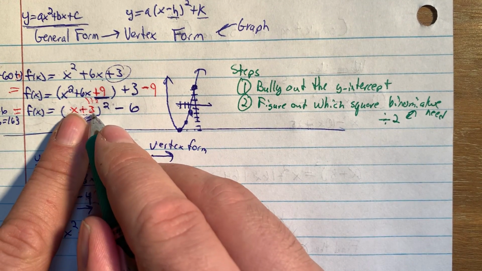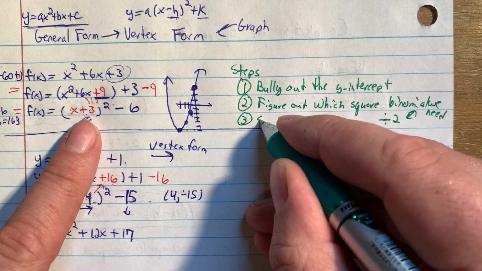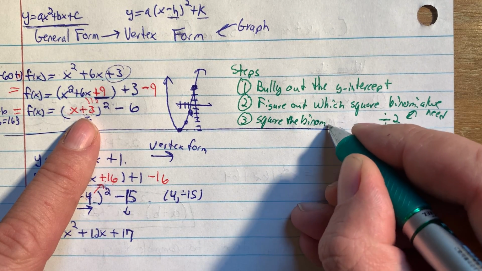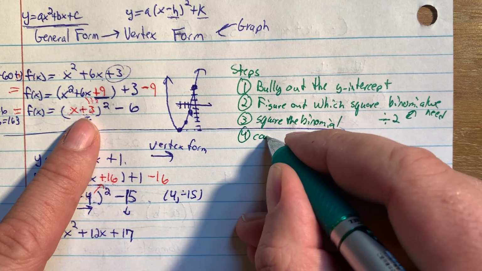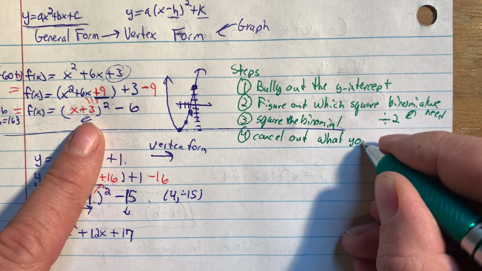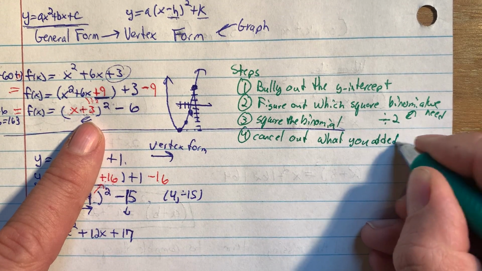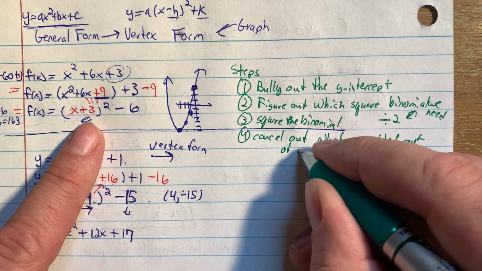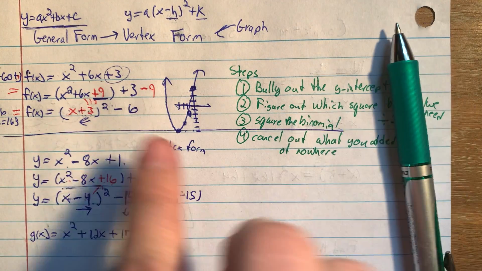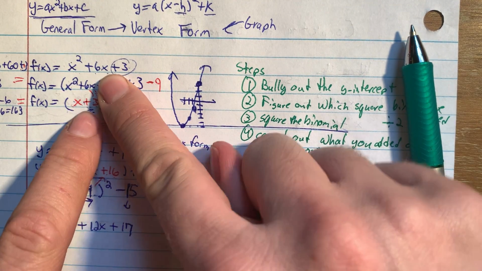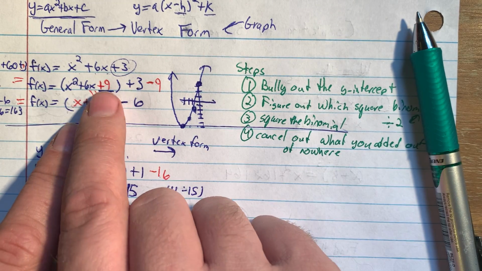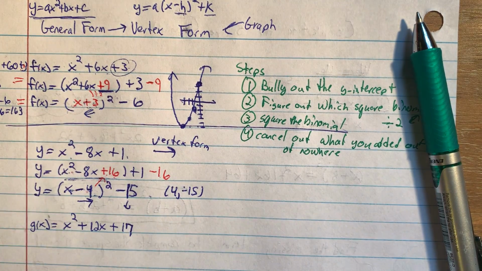And then we need to go back up and square the binomial and cancel out what you added in out of nowhere. So we're going to need to bully out the y-intercept to make room, figure out which square binomial it's going to be, complete the square by squaring the binomial, but whatever we add in, we need to subtract to cancel it out. Okay?